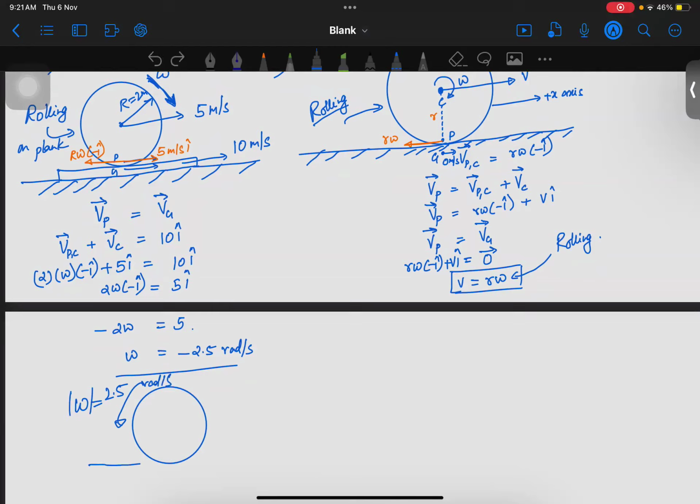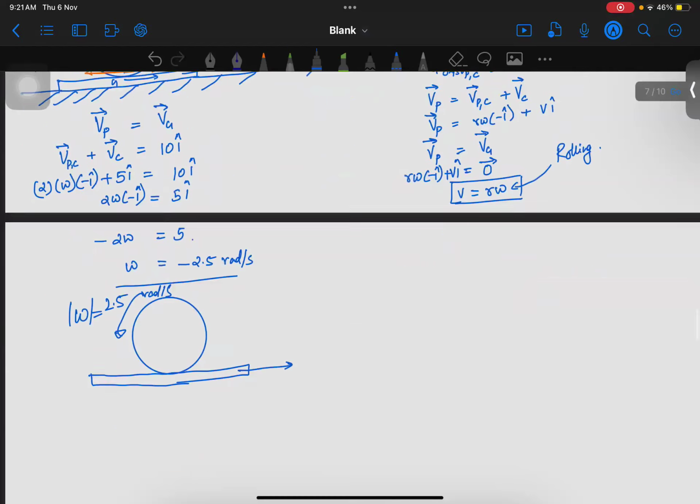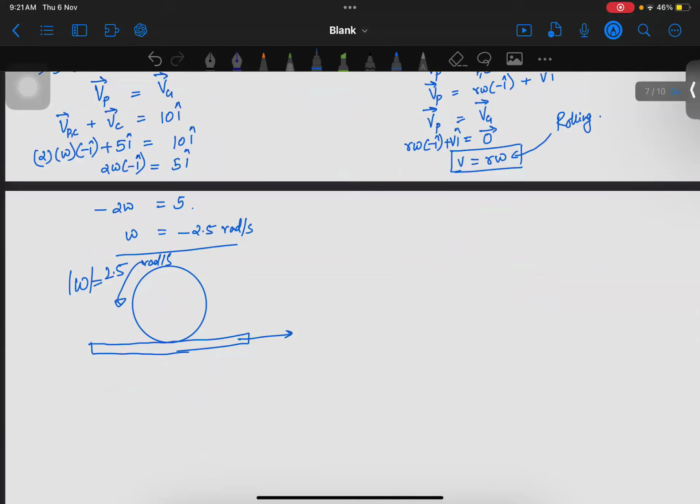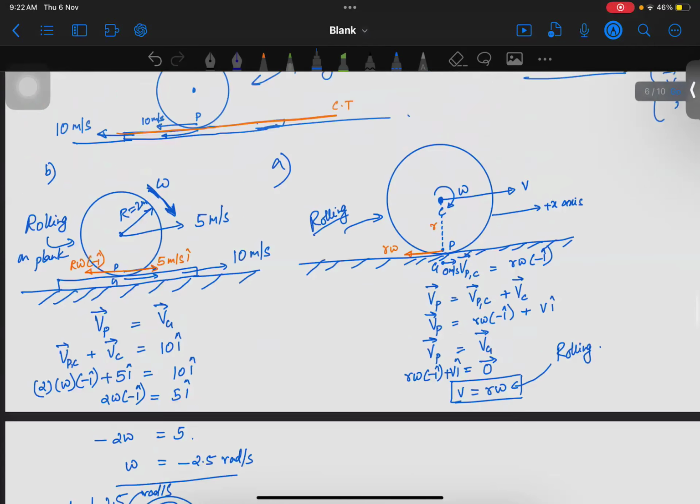So you can imagine how it is, right? It's like trying to pull a carpet underneath the object with a high velocity over here, and it turns out that it will spin this way instead of spinning the other way, whereas it will still move, the center moves to the right side over here. Fine. All right, so let's take another question.